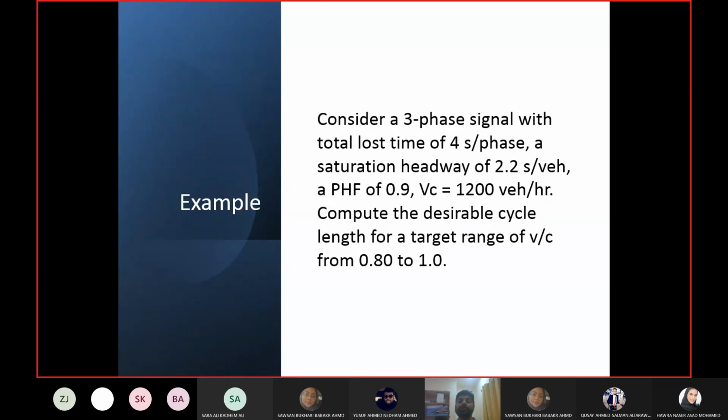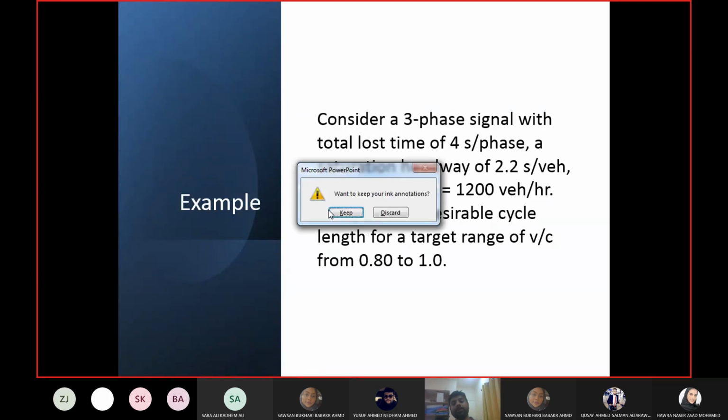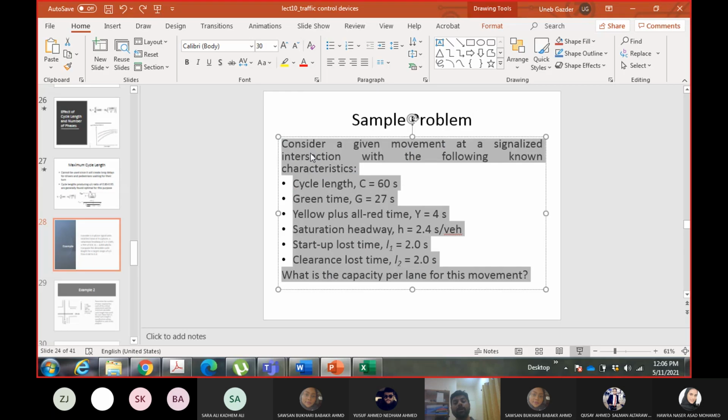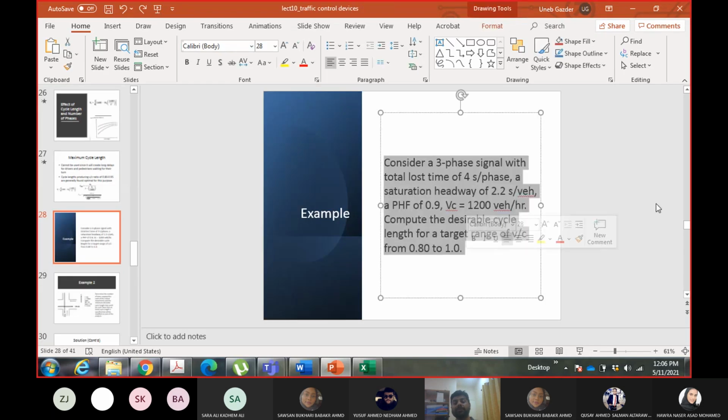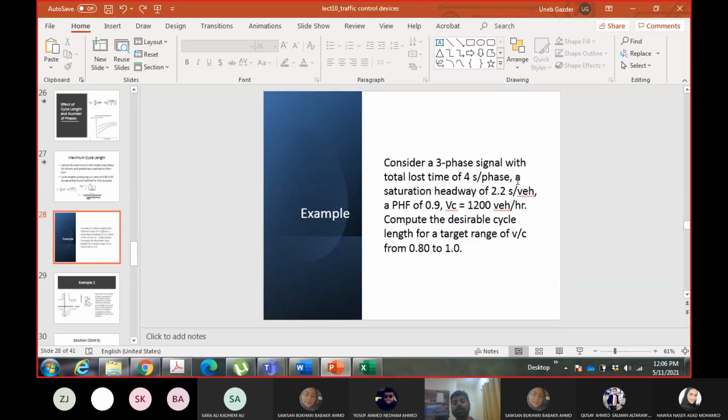Let us look at a couple of examples here. This is the first one. We have a 3-phase signal, 4 seconds per phase loss time, 2.2 seconds per vehicle saturation headway. Peak hour factor is given, VC is given. Find out the desirable cycle length using different V by C ratios, and the range is given. Use a ratio from 0.8 to 1.